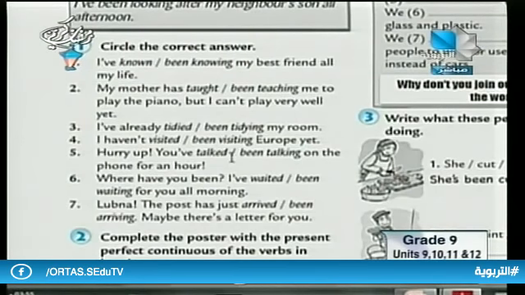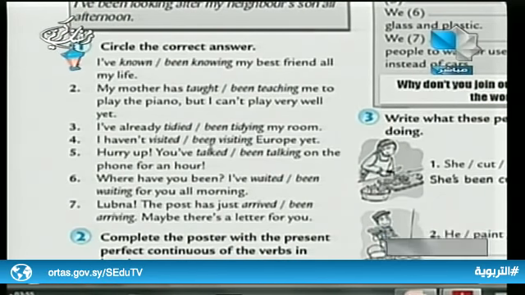Okay, number 4. I haven't been visiting Europe yet. Also here again, yet is only used with the present perfect simple. I haven't, negative form. Yes, negative form or question form. I haven't visited Europe yet.